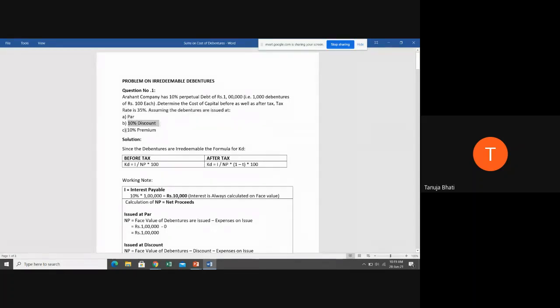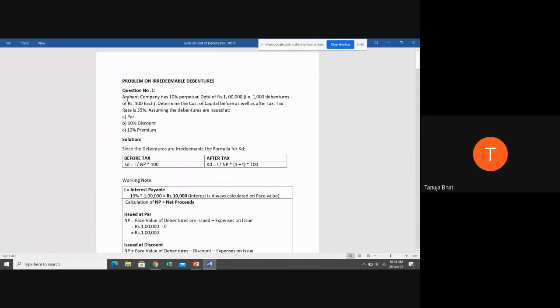Assuming the debentures are issued at par, 10% discount and 10% premium. So students, in this particular sum, we will be having three solutions. Three solutions means, for A, we have to find out the cost of debenture separately. For B, we have to calculate it separately. And for C, we have to calculate it separately.